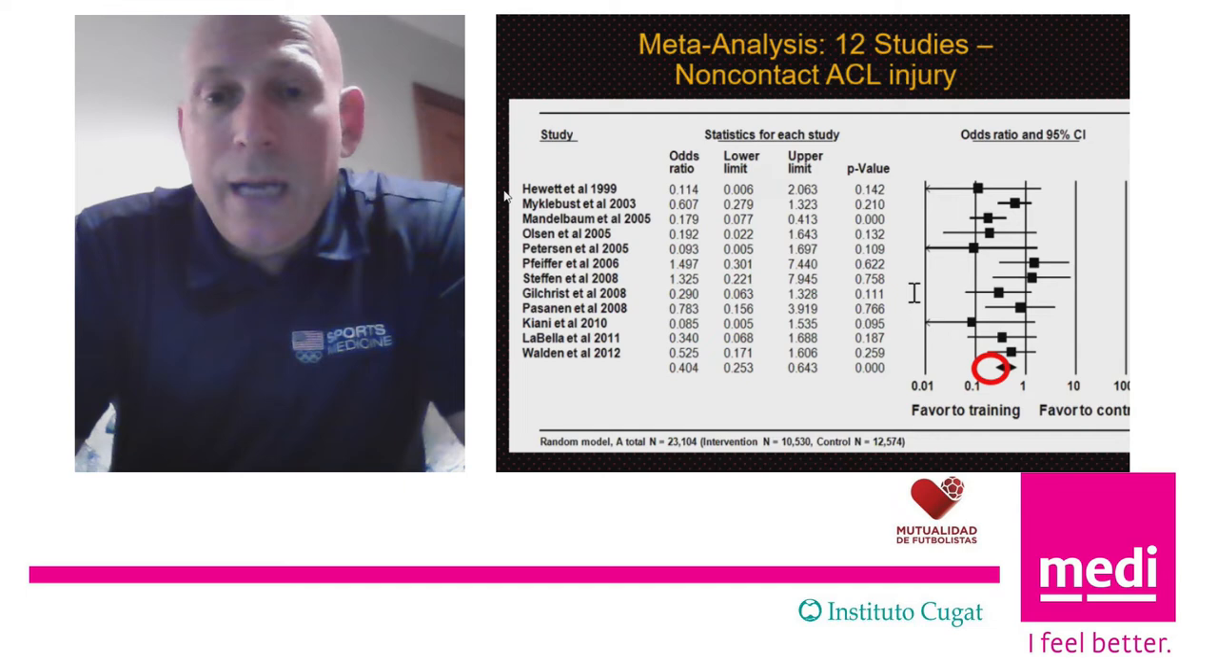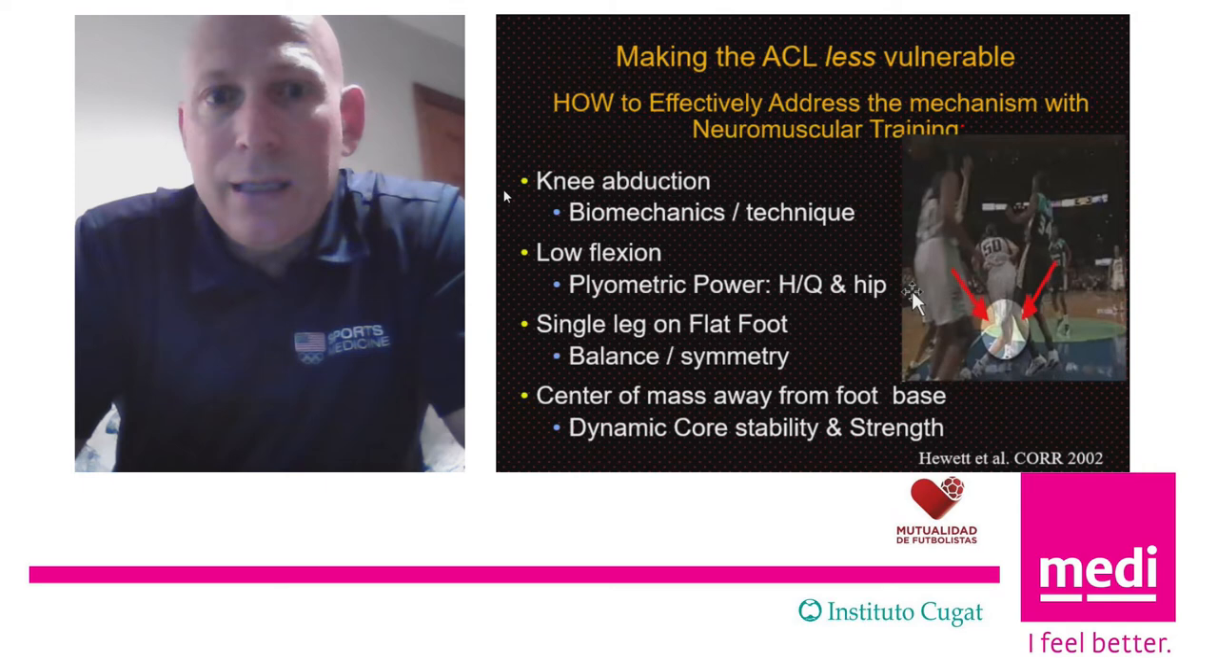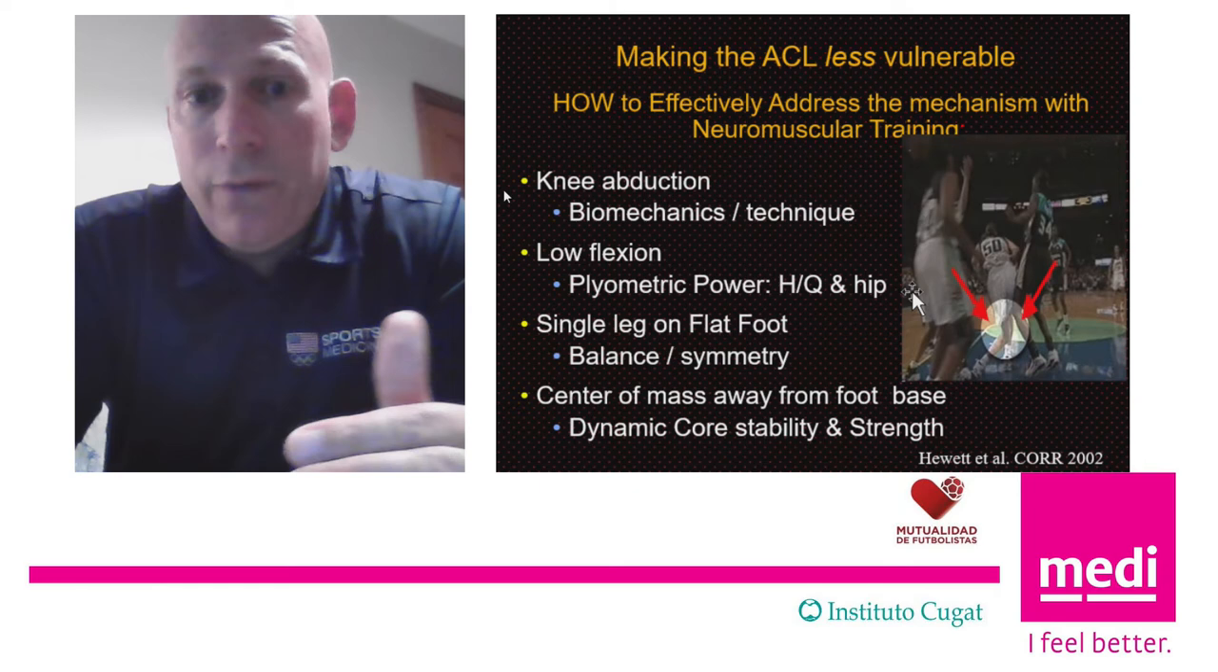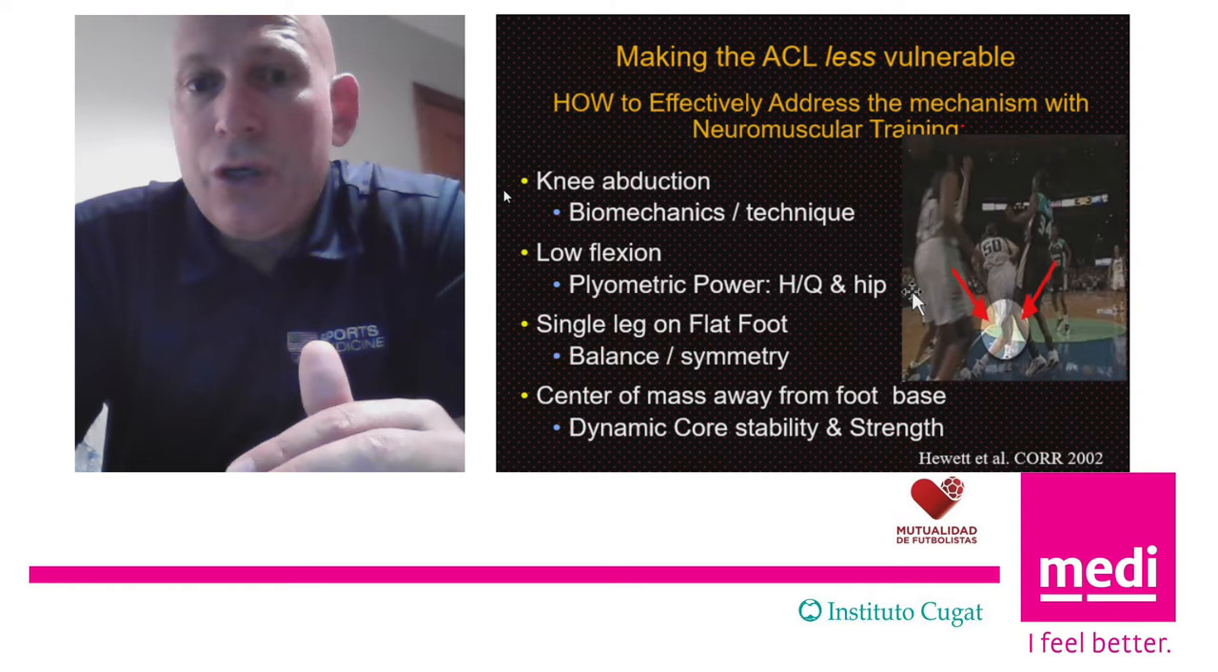But the earlier meta-analysis that we did with 12 studies again shows relative risk reduction of non-contact ACL injuries, especially in female athletes, by two-thirds. This is the most important message I have for you here today. How do you make the ACL less vulnerable? The problem with distal tibial abduction: biomechanics and technique training, low flexion, plyometric power, activating the hamstring and the hip musculature, especially relative to the quad.